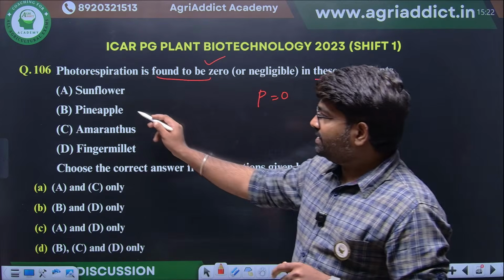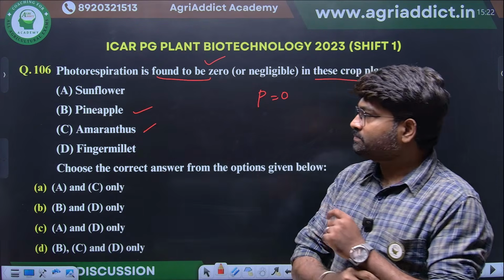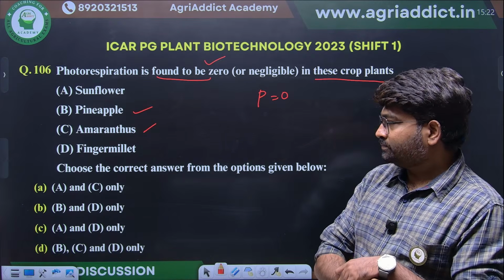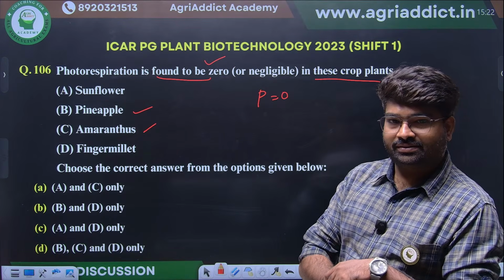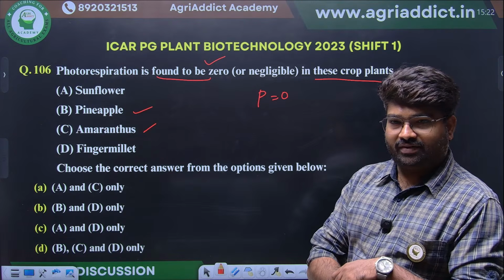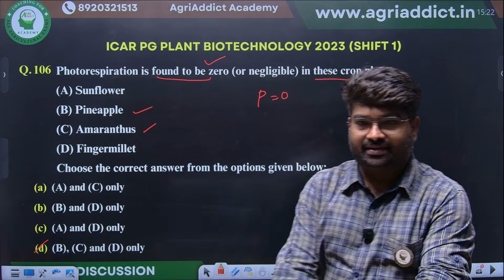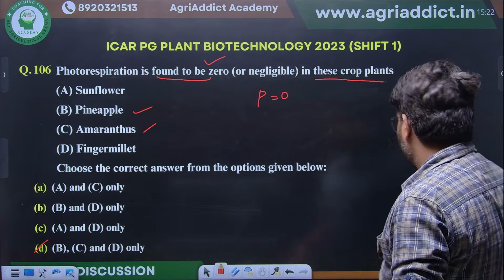Yes, pineapple will come. Amaranthus is a C4 plant. Yes, it will come. Anything else? Finger millet. Sunflower. Yes, very good. Very good option. D. Yes, very good.